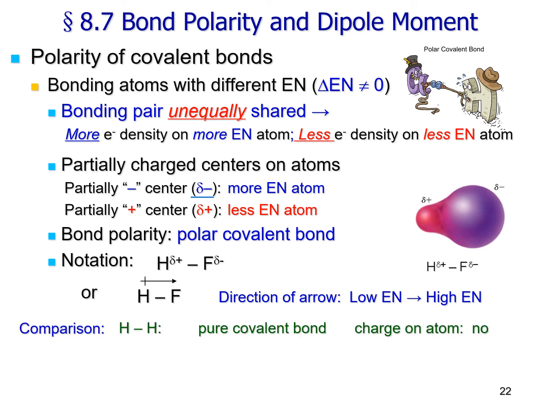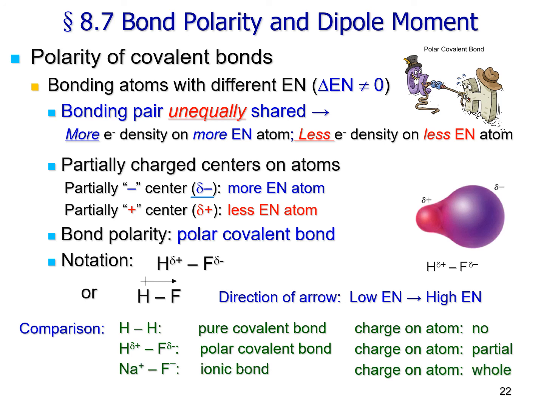All right, we are talking about two different covalent bonds. One is pure covalent, nonpolar. The other one is what we call a polar covalent bond. For a pure covalent bond, we understand there's no charge buildup. For a polar covalent bond, there's a charge buildup, only partial. Why partial? Because for an ionic bond, we get a whole unit.